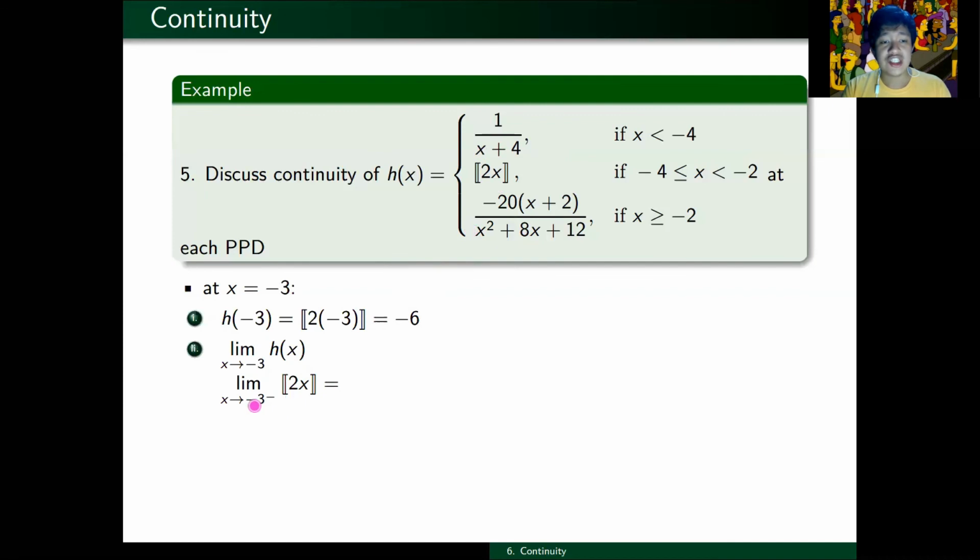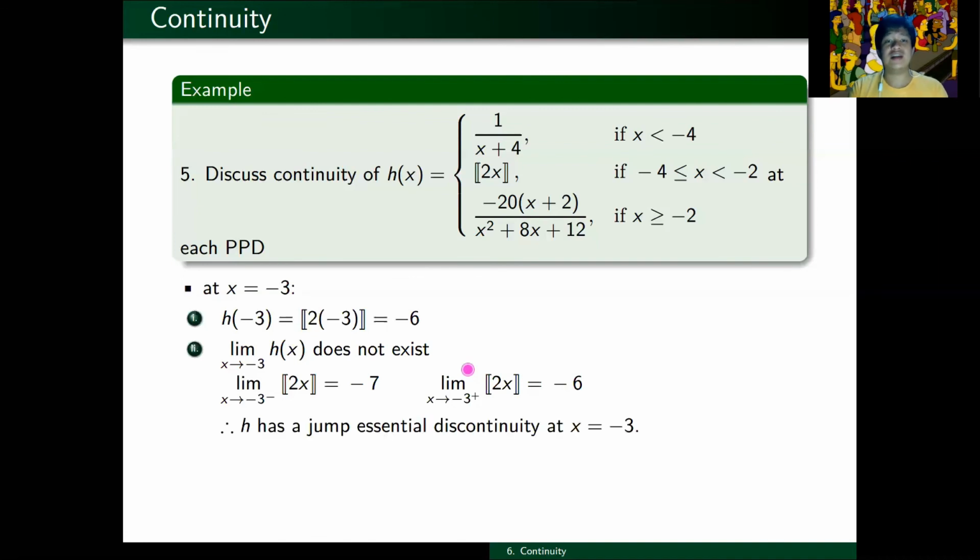But since it makes the inside of your GIF an integer, I have to consider limits from the left and from the right using the same function lang naman na GIF ng 2x. Limit of next as x approaches -3 from the left ng 2x ay -7, and from the right you will get -6. Okay? So, magkaiba. Limit from the left, from the right, magkaiba, pero pareho namang nag-e-exist. Therefore, the limit does not exist, discontinuous, and specifically, jump essential discontinuity.